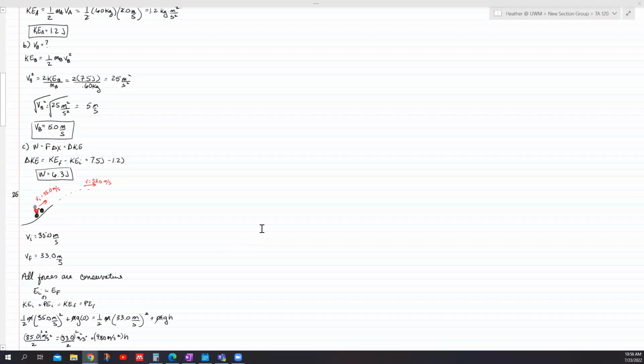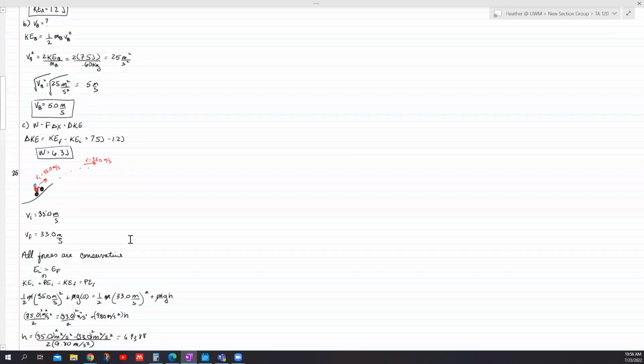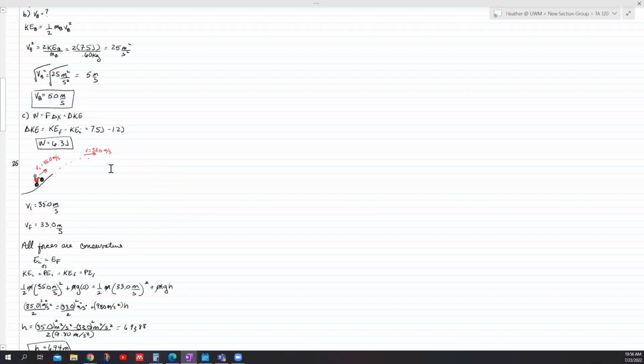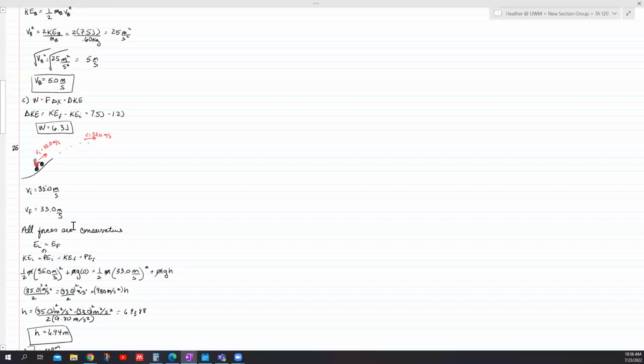We are going to write what we need, write what we know. So we need to know H, let's call it. We are given initial velocity, which is 35.0 meters per second. We are given final velocity of 33.0 meters per second. We are ignoring friction and air resistance, which means that all forces are conservative.